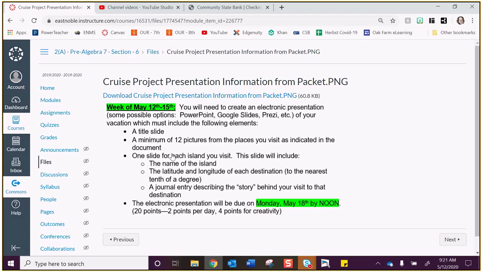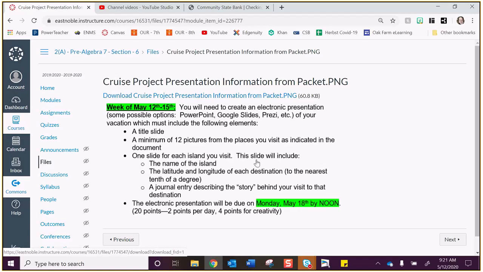Then you need to have at least 12 pictures throughout your slideshow, and you can count those while you're going. At the end, you can split it up. There are 8 days. If you put 2 pictures from each day, that would be 16. That would definitely be enough pictures. So each island that we visit, remember we start in San Juan, the cruise takes off, and we kind of do some island hopping before coming back to San Juan.